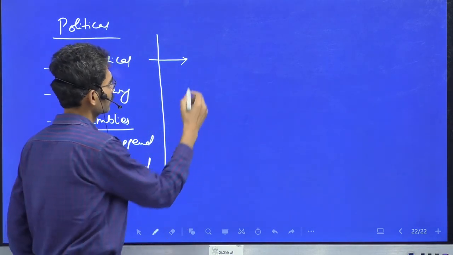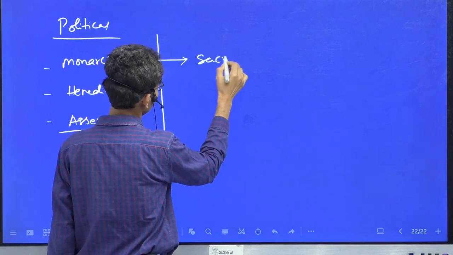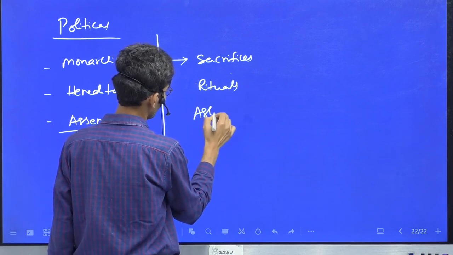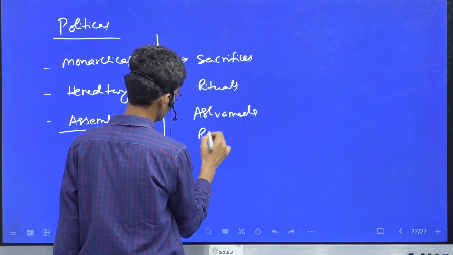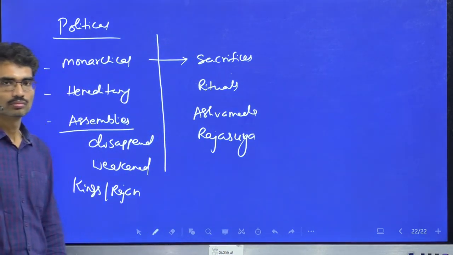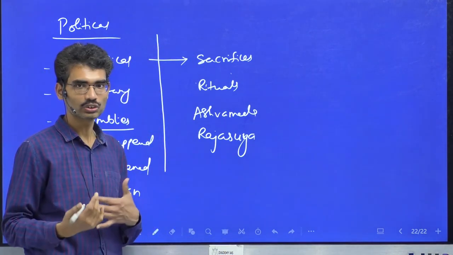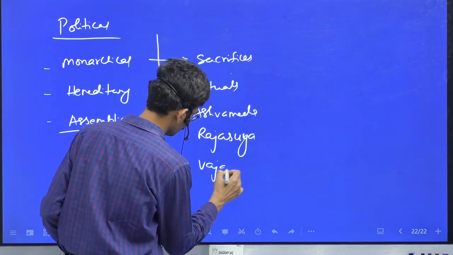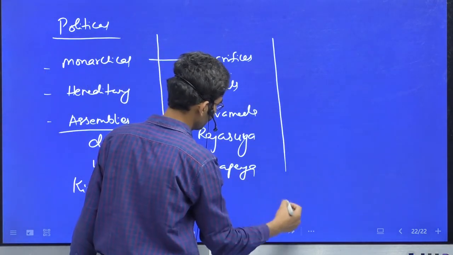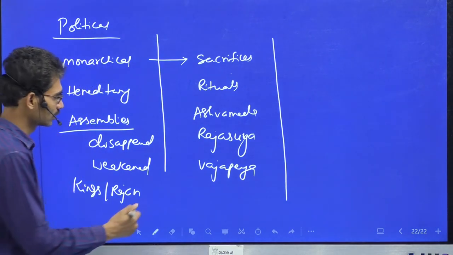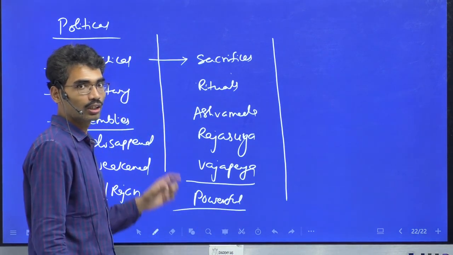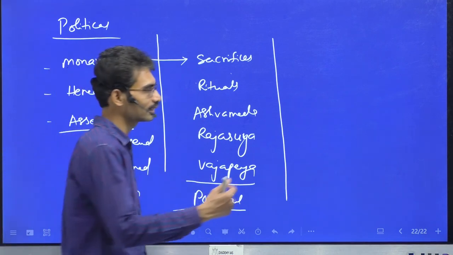To legitimize their power, they started performing sacrifices and rituals, like Ashwamedha, Rajasuya, and Vajapeya. These kinds of sacrifices were performed so that they become very powerful. Now, what is the purpose of these people? To protect the territory.